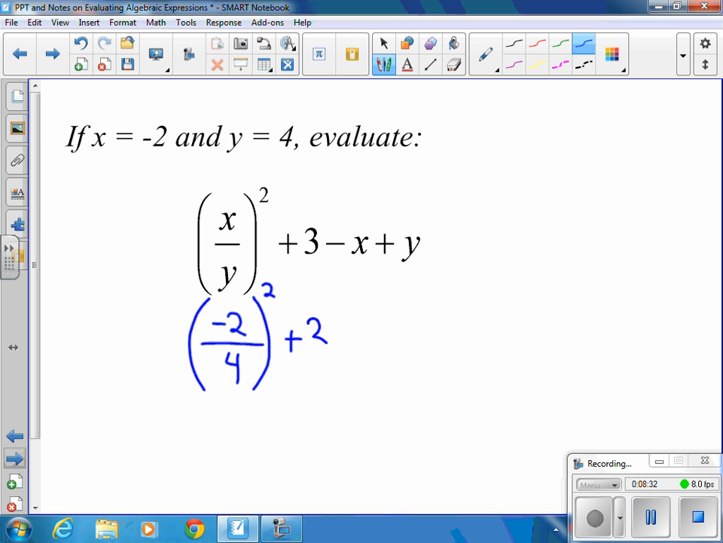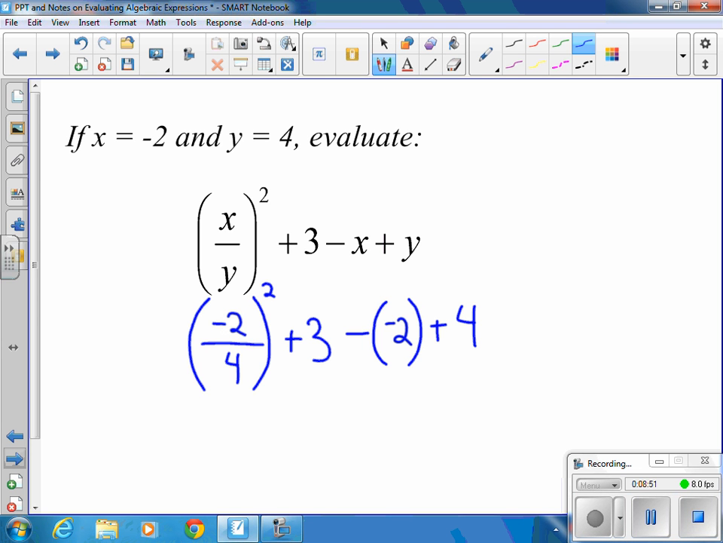So the 3 doesn't change. It's still 3. Sometimes they'll throw numbers in there for you. And we're going to subtract x. Well, x is negative 2. So I want to put it in my parentheses again, so I remember that's a negative. And I'm going to add to it y, which is 4. Okay, so already it's looking better because I don't have all the variables in there.